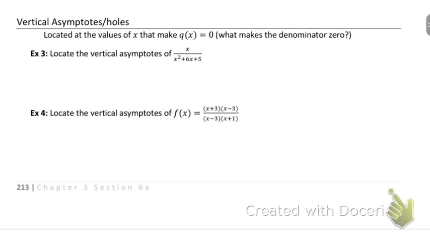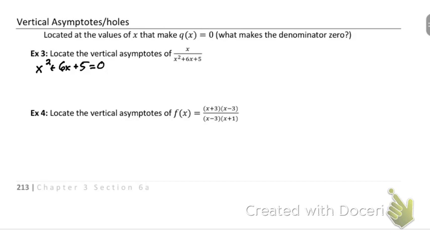If it makes the denominator 0, it is either a hole or a vertical asymptote, and you're going to know after these two things whether it's a hole or a vertical asymptote. So we're supposed to locate the vertical asymptotes of x over x squared plus 6x plus 5. Vertical asymptotes are setting your denominator equal to 0. So to locate our vertical asymptote, we are going to set our denominator equal to 0. So we're going to go x squared plus 6x plus 5 equals 0.